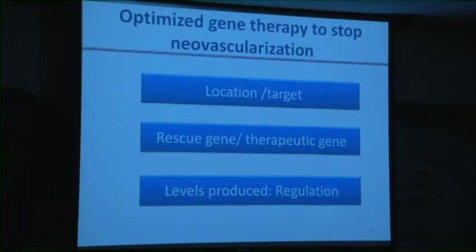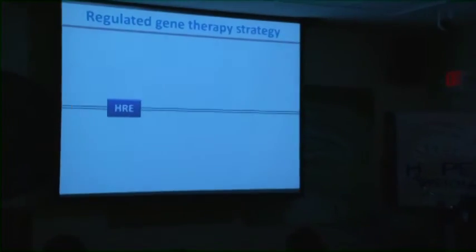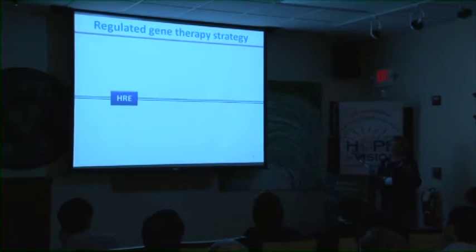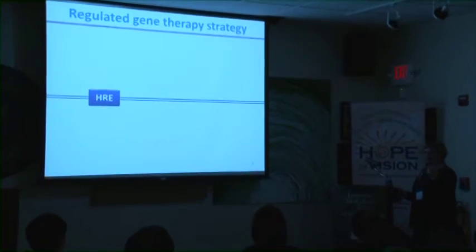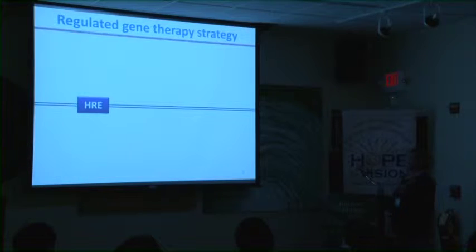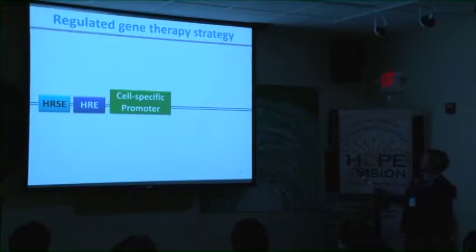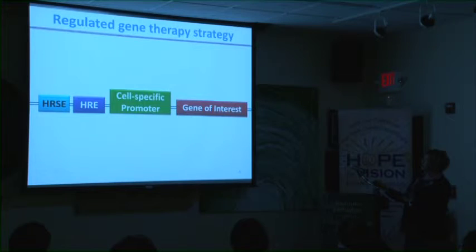So our hope, our strategy, is that we use something called an HRE. It's a set of genes that, in the beginning, came from the erythropoietin gene, which causes the cell to be able to sense changes in hypoxia. We add a few other pieces of DNA to that. We use a cell-specific promoter. Then we have our gene of interest.